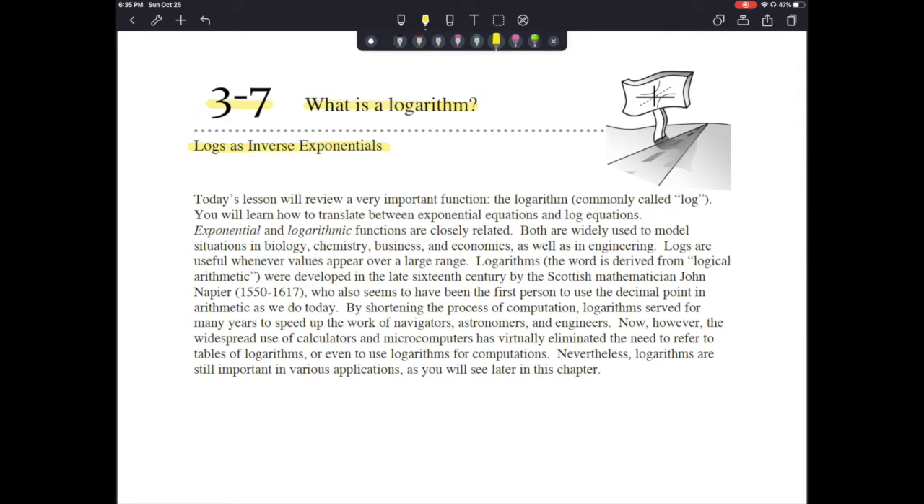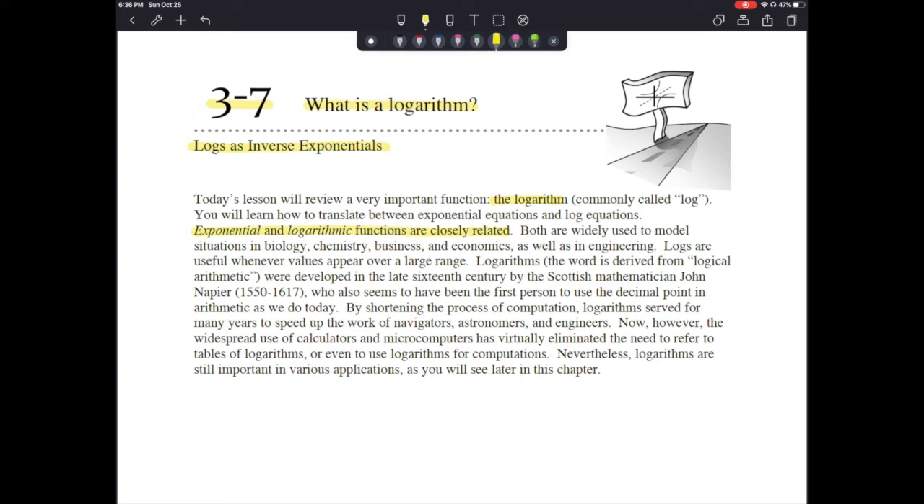Here we go. Today's lesson will review a very important function, the logarithm, commonly called a log. You will learn how to translate between exponential equations and log equations. Exponential and logarithmic functions are closely related. Both are widely used to model situations in biology, chemistry, business, and economics, as well as engineering. Logs are useful whenever values appear over a large range.